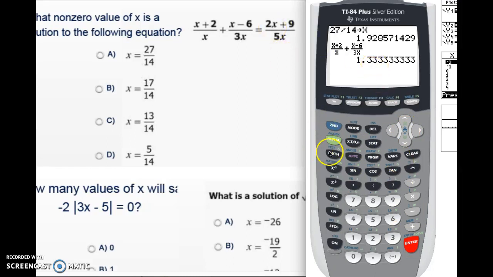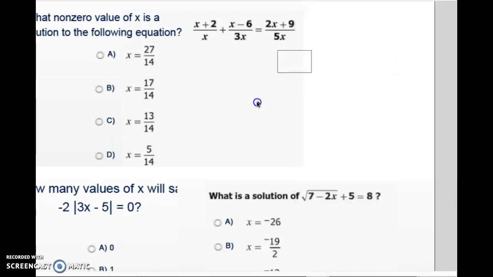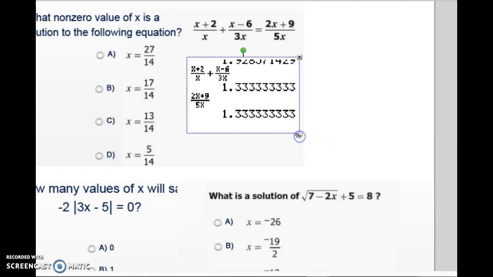So let's go ahead and try the other side. Alpha y equals, if 27 over 14 is a solution, then I'm going to get the exact same number here. 2x plus 9 over 5x, hit enter, and this one worked. All right, so we have an answer, which is the top one.